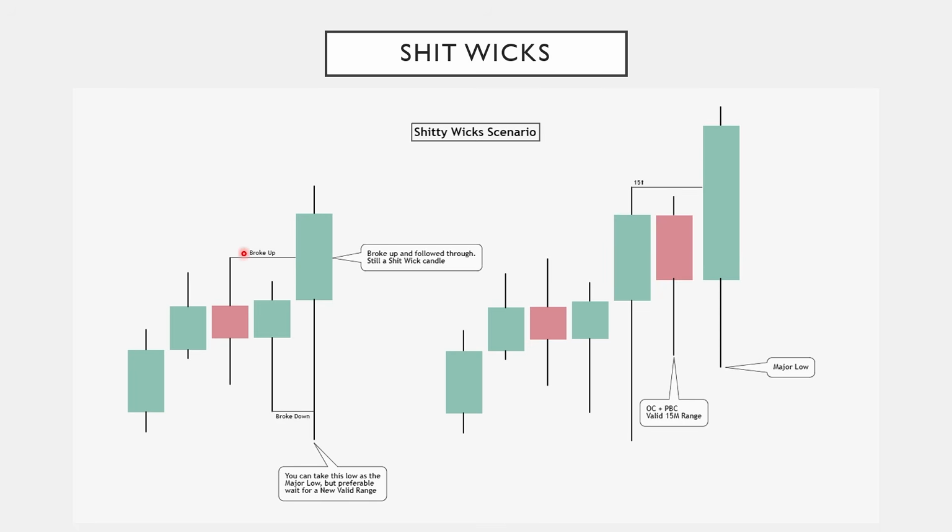Okay, so this is actually a structure break here, but you just have to wait a little bit to see if there is actually going to be a new valid range formed. And then you simply apply the rules.